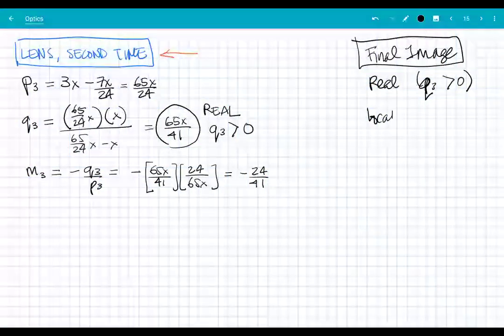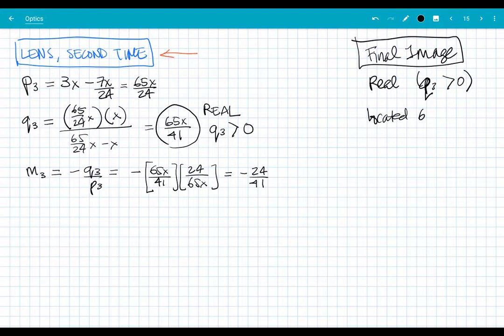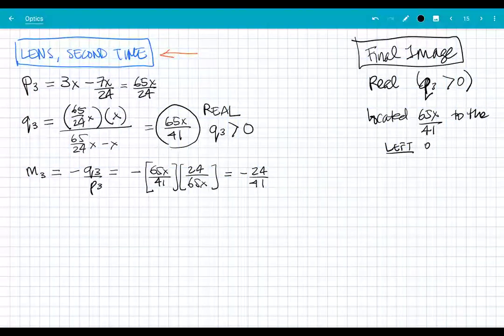So it's located 65x over 41 to the left of the lens. So notice that just the image distance is not the same as the location because you need to use that distance in order to define the location in space. So it's located 65x over 41 to the left of the lens. That's an unambiguous way to locate it. The final image is real.